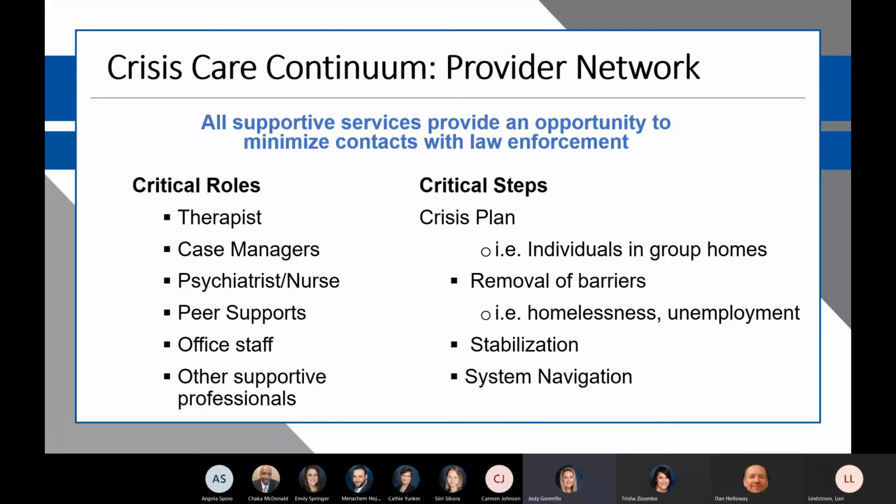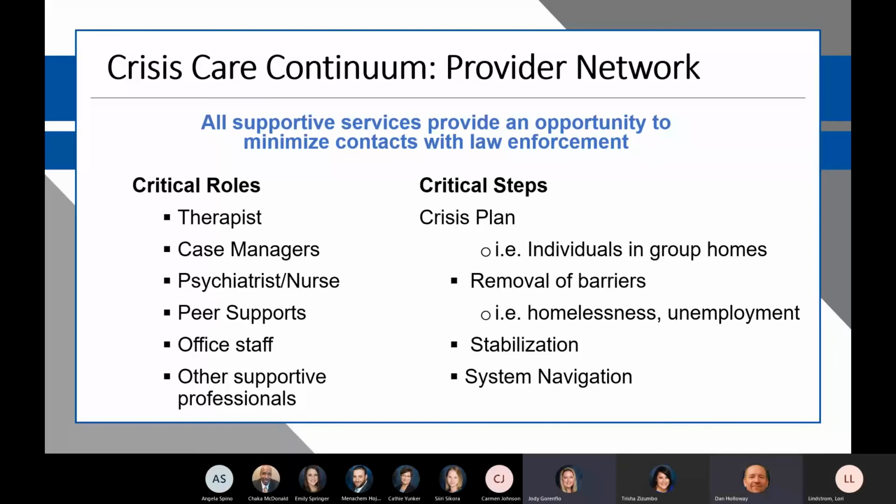This is a view, and a belief that we all hold working in the mental health field, which is that being homeless just should not be a crime in and of itself. So we need to always be helping and assisting individuals reduce the barriers that they face.